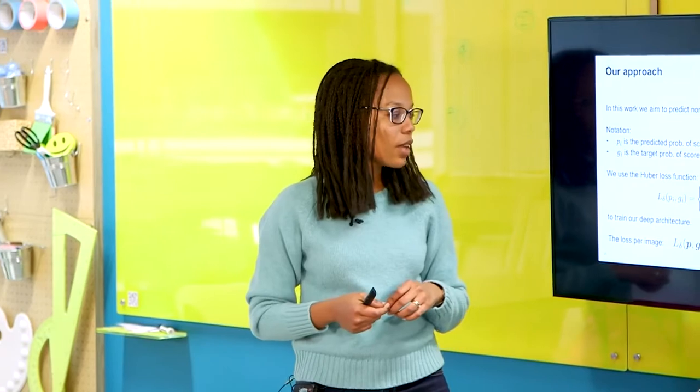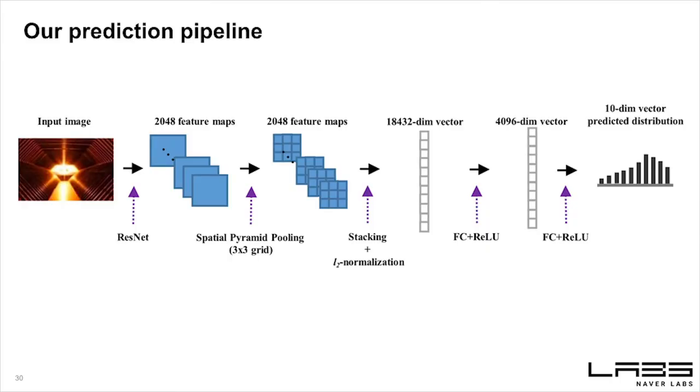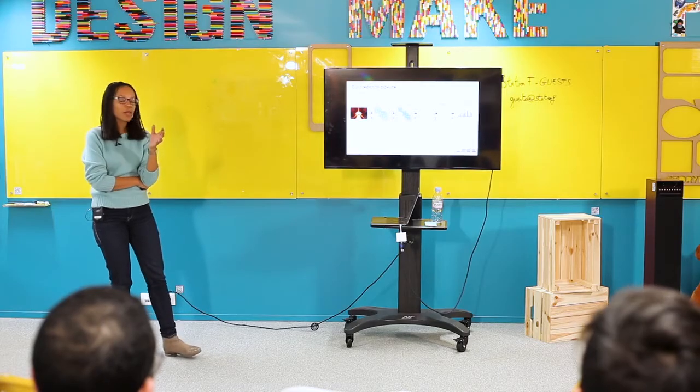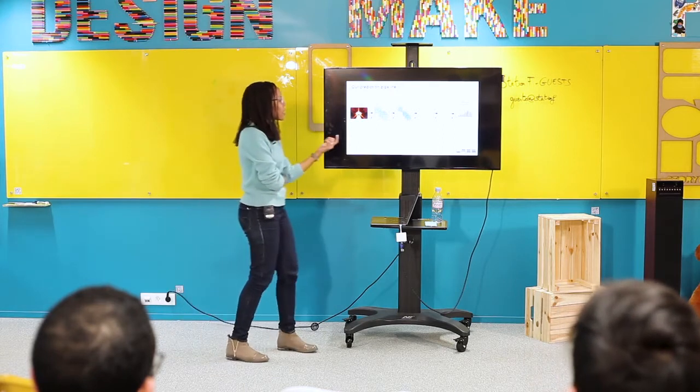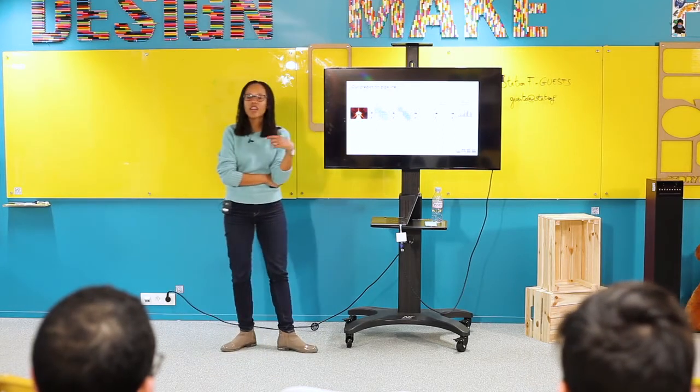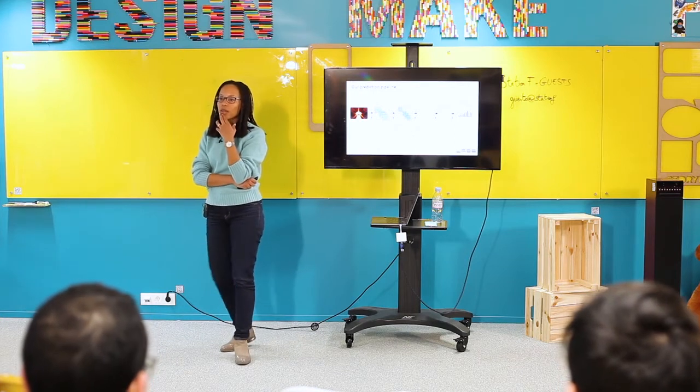It's been shown to be pretty robust for regression problems, especially to outliers. So we used this loss function. And in terms of the pipeline, we designed a pipeline that's based on a very popular network for classification. Some of you might be familiar with ImageNet, it's very successful on this data set. It's called ResNet.